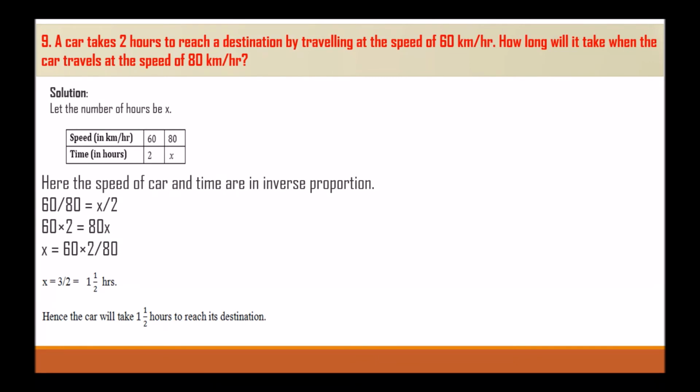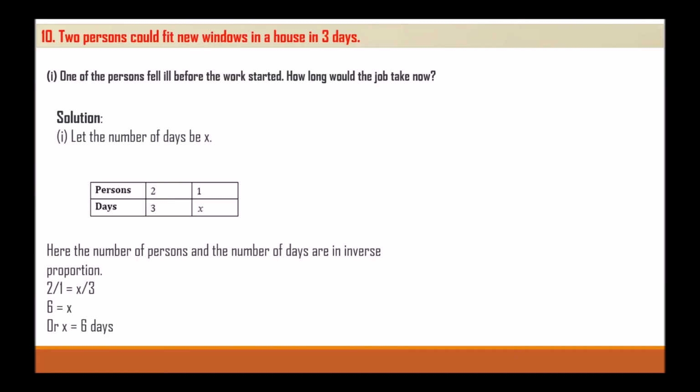So 60 upon 80 equals x upon 2. We will do the cross multiplication. So we will get x equals 3 upon 2, that is 1.5 hours. So the car will take 1.5 hours to reach its destination.